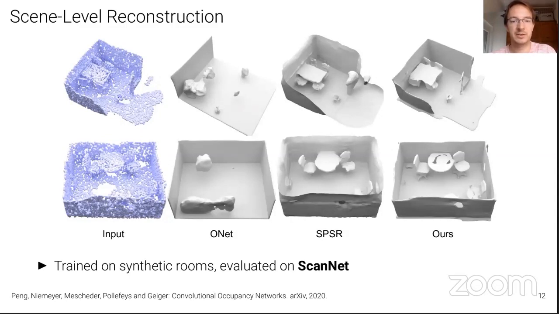And it actually turns out that it generalizes quite well from synthetic to real data, at least using point clouds as input. So here we have an input point cloud from the ScanNet dataset. And then we see the result of Occupancy Network, Poisson surface reconstruction, and our reconstructions.